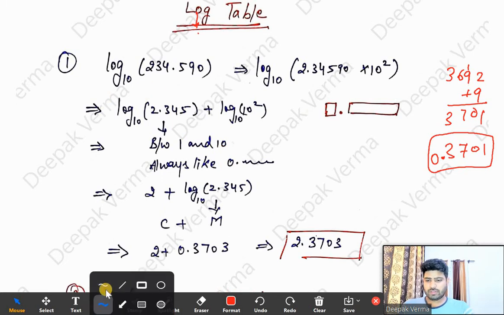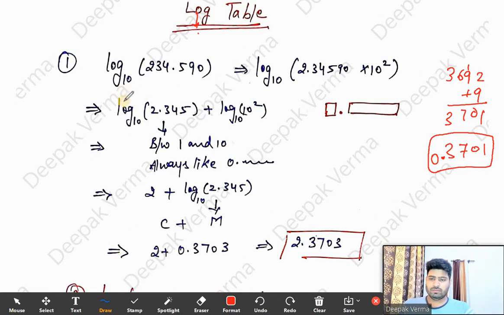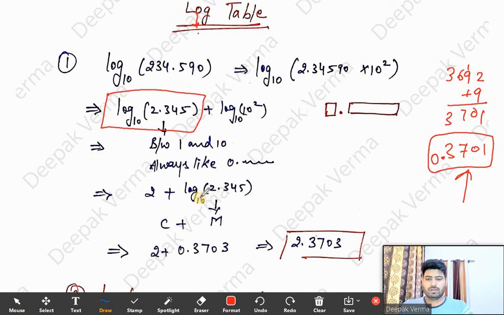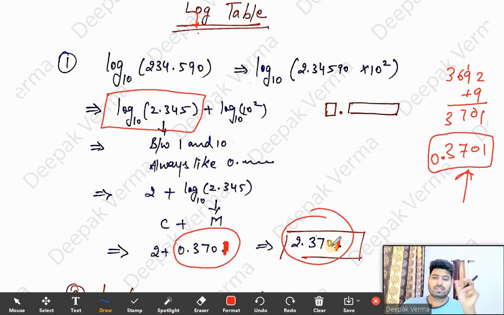So this was our question. We were finding out the logarithm of this number. Finally we get 0.3701. Got it? So log of this number is 0.3701, it's what, 3 here? It should be 1. Okay. So 2 plus 0.3701 will come out 2.3701. So this is our final answer.